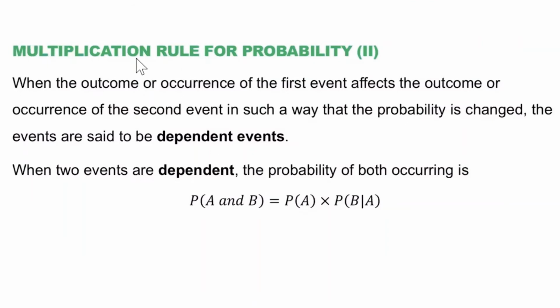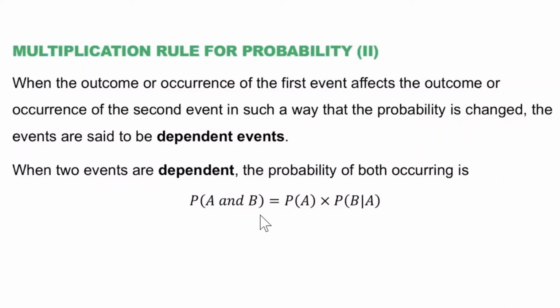let's go to multiplication rule for probability part 2. And this is for the dependent events. When I say dependent events, that is the occurrence of one event affects the occurrence of the second. So when the outcome of the first event affects the outcome of the second event, those types of events are called dependent events.